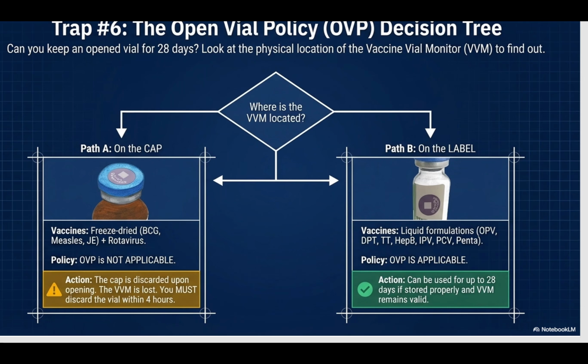Vaccine vial monitor is another very important common question area of the examiners. It is located on the cap where we do not have an open vial policy, for example, the freeze-dried vaccines of BCG, measles and rotavirus. On the label side, you will find the VVM in government supplied vaccines where open vial policy is applicable. That means once the vial is being used, it can be used up to 28 days under proper storage conditions.